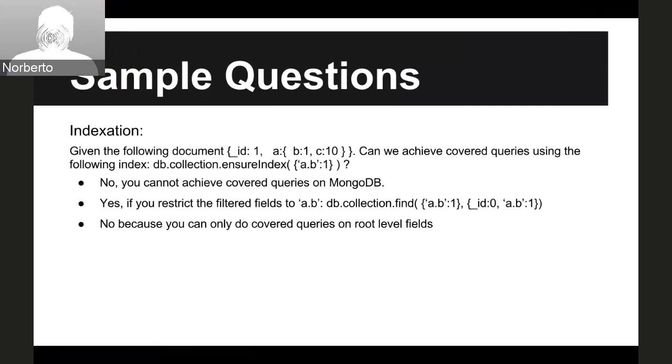We will also have questions around indexation. Some of them will be mechanical, some of them will be as well for optimizing queries, some of them will be as well for making sure that we understand the explain patterns of the indexation. So for example, given the following document where ID equals 1, A is composed by B and C, where B equals 1, C equals 10, can we achieve covered queries using the following index, where we're going to be having an index on A.B ascending?